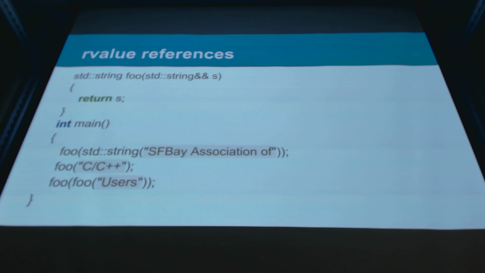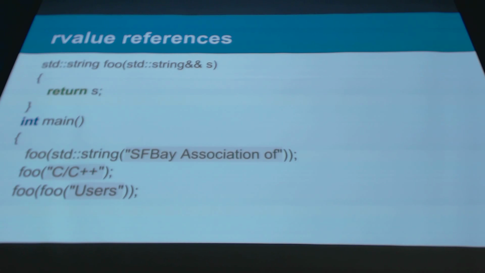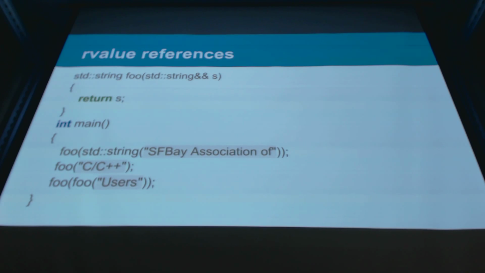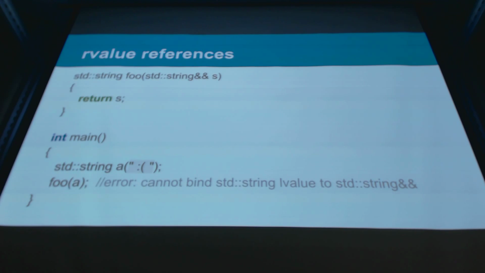So how does it work? For example, we have this function foo. An unnamed temporary string will bind to the Rvalue reference. Another something that will be converted to a string will also bind to it, and something that another function returns. This is all the same case. And of course, if we try to pass something that is not an Rvalue, which in this case is a named string, then the compiler will complain.